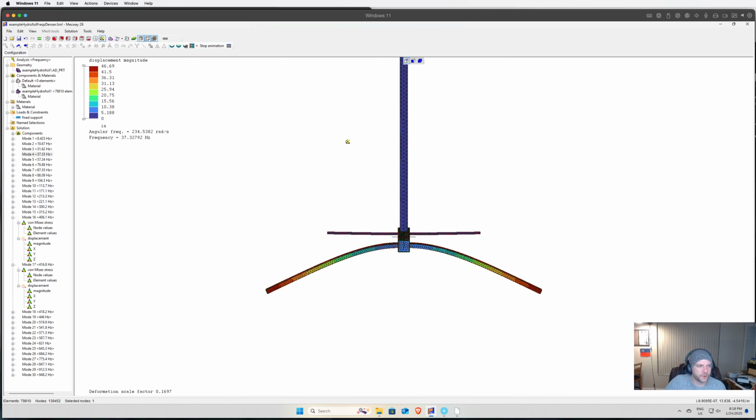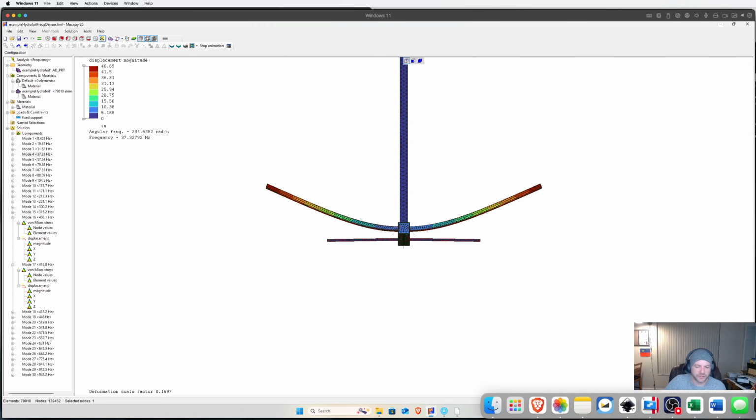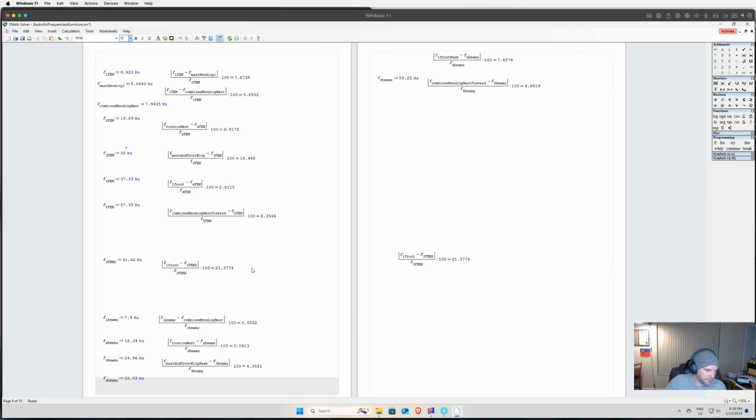But yeah, the other mode is almost a pure wing flapping. So that's 37.3 hertz. And I got by hand within 3% of that. I would say that's pretty good.